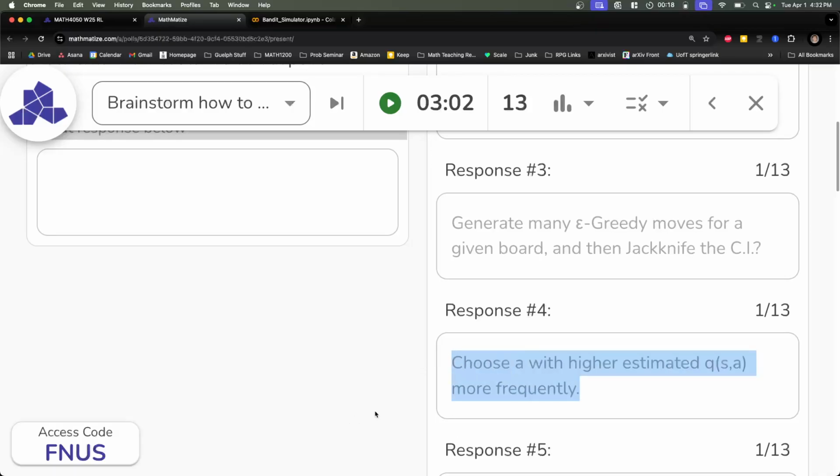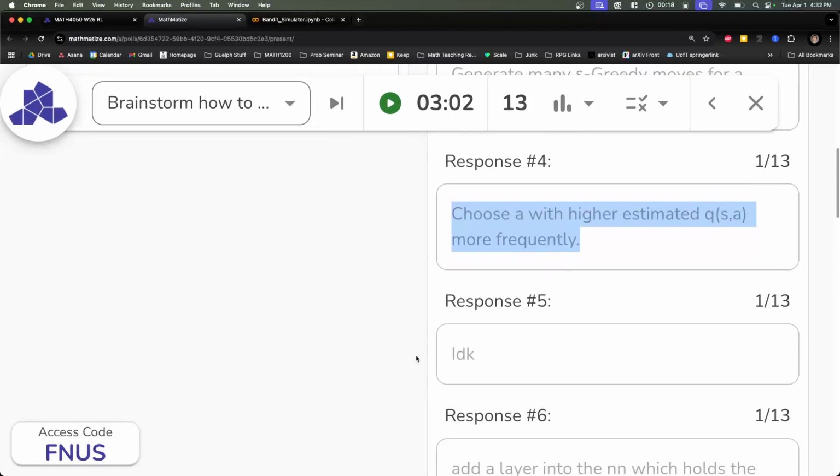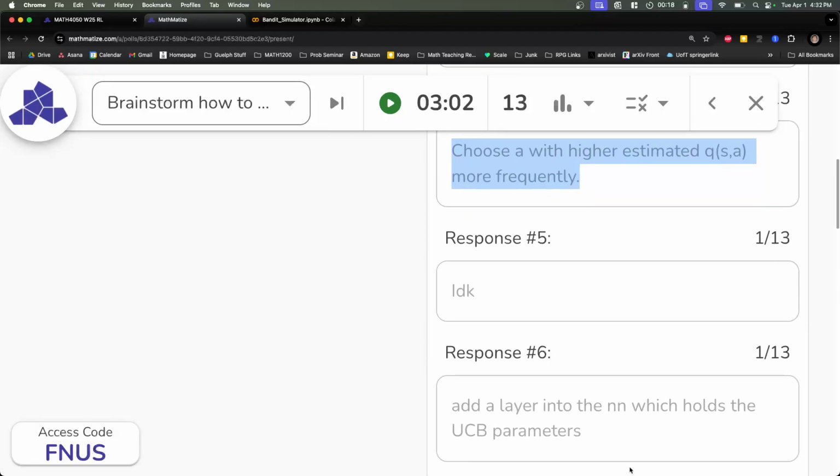And there's a lot of different ways you could achieve this. Let's see if other people wrote this same thing. Oh yeah, okay, this is another totally good idea. So we'll come back to this one.